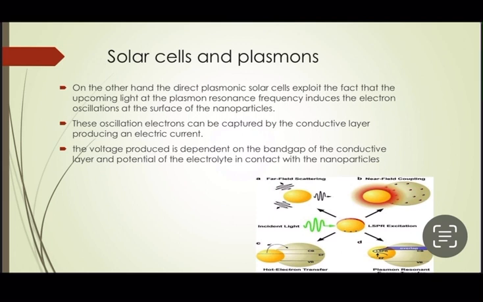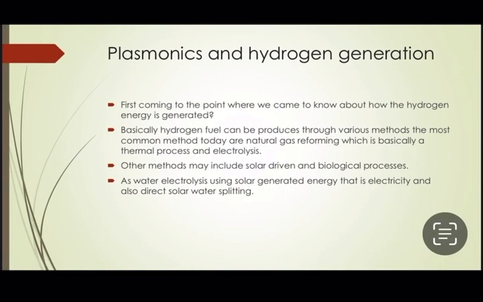On the other hand, direct plasmonic solar cells exploit the fact that incoming light at the plasmon resonant frequency induces electron oscillation on the surface of the nanoparticles. These oscillating electrons can be captured by the conductive layer, producing an electric current. The voltage produced is independent of the band gap of the conductive layer and depends on the potential of the electrolyte in contact with the nanoparticles.